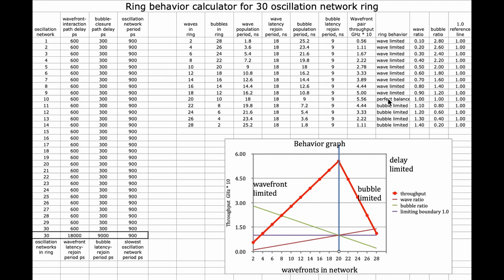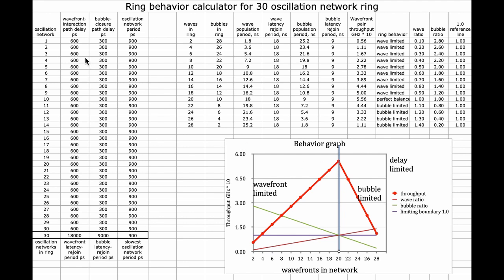And if we look up here in the behavior list, we'll see that we're wavefront limited for up to 18 wavefronts. And then there's a perfect balance. And then we're bubble limited. And this peak is a perfect balance. And we'll talk about that again later.